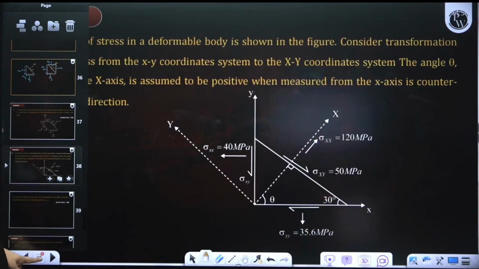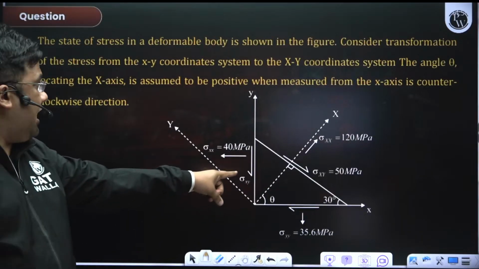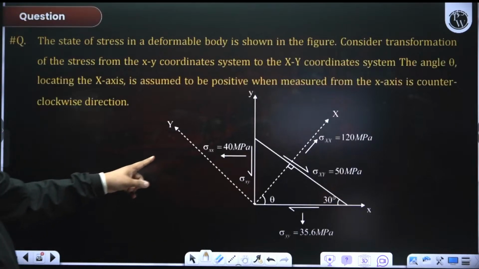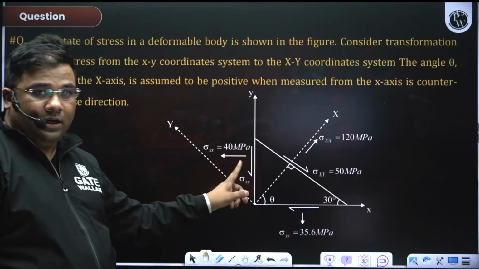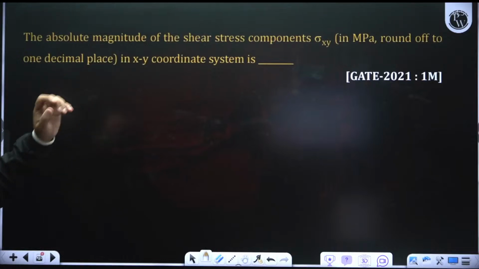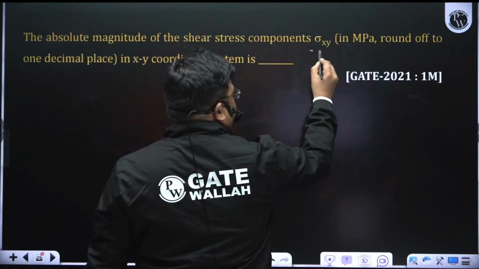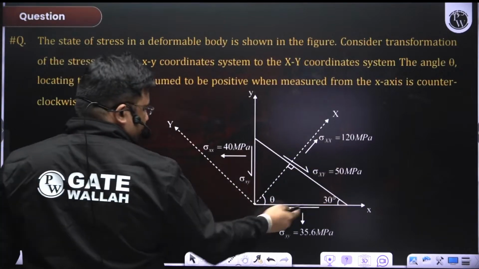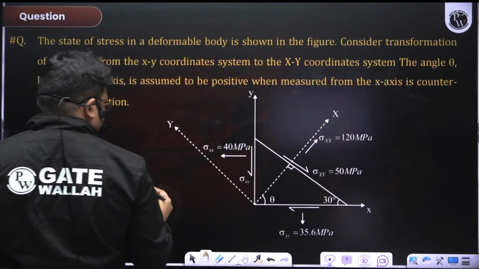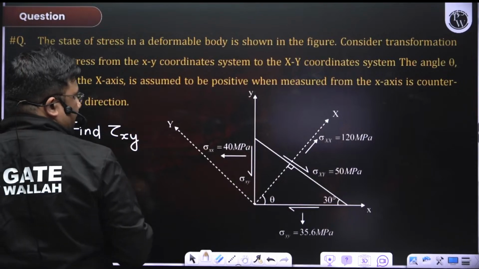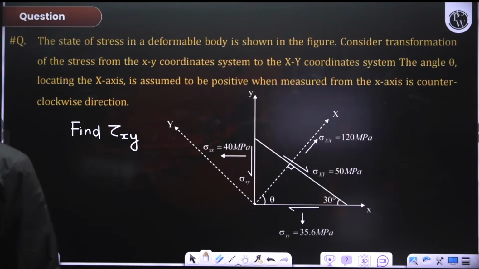Let us solve another question similar to this, which they asked in 2021 also. Here also they have given planes like this. They have asked to find the shear stress component sigma xy, which indirectly means tau xy, on this plane. Now use your knowledge and whatever I have told in the previous question and solve this question.